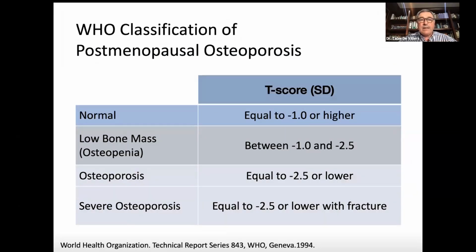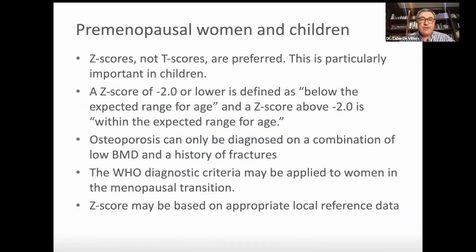So the WHO classification of postmenopausal osteoporosis is then based on the T-scores of white Caucasian women, but it's also used in men and in all races. So the normal value is a T-score of -1 or higher. So in other words, up to -1 standard deviation below peak bone density. Then low bone mass is between -1 and -2.5. The term osteopenia has fallen out of favor, and we'd rather speak about low bone mass. And then osteoporosis on DEXA criteria only is equal to -2.5 or lower. And the word severe can be added to that, or if that is associated with a fracture.